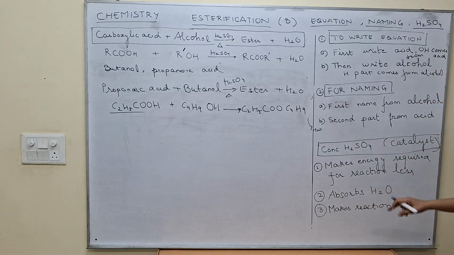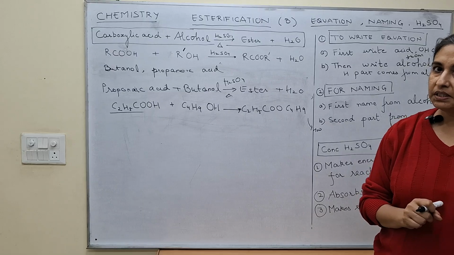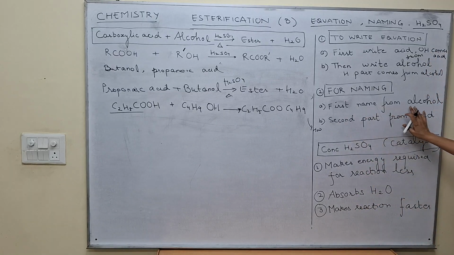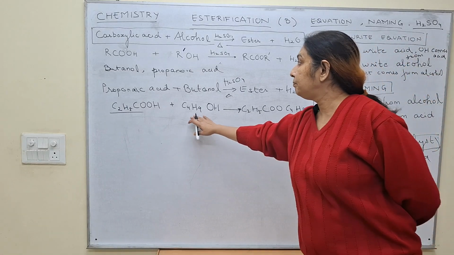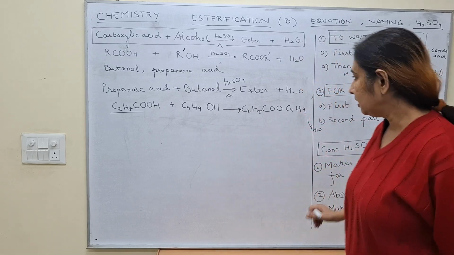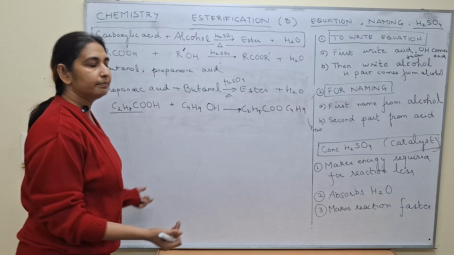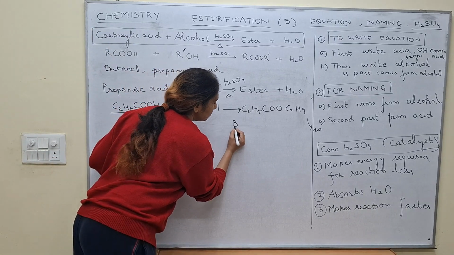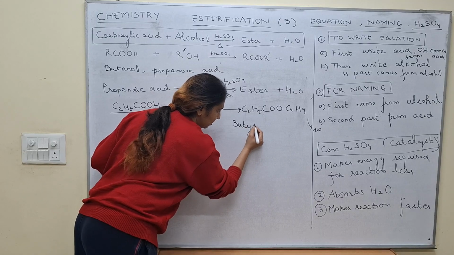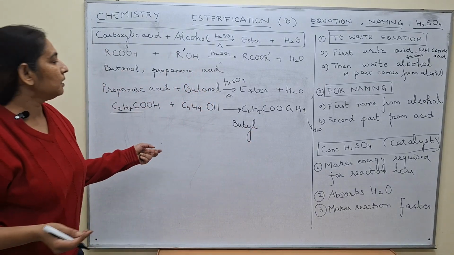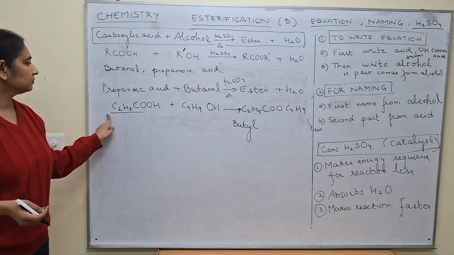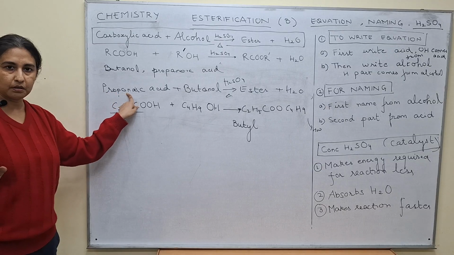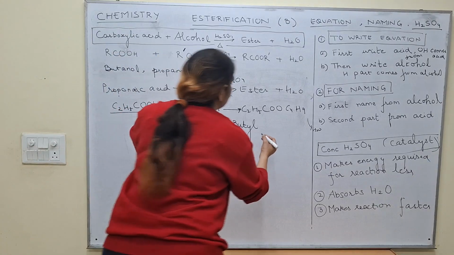Now the second task remains how to name this thing. You have to name it also. So what did we say? Naming के time सबसे पहले, take the first part of the name from the alcohol. Alcohol क्या है? But. But है ना alcohol. तो हम इसका नाम कैसे लिखेंगे? We'll start with but. So it will be butyl. Alkyl के हिसाब से but will become butyl. And then we take from the acid. What was it? Prop. So it becomes propanoate.